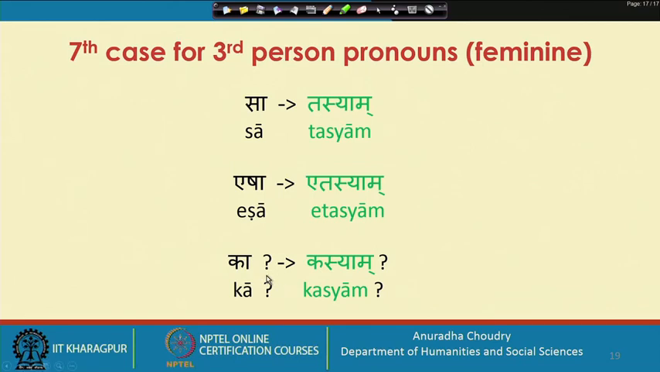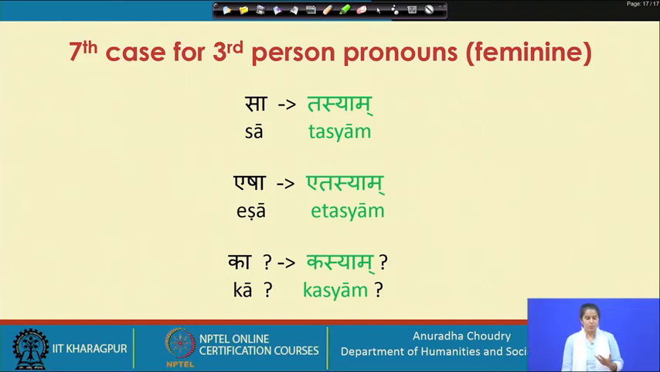So we have looked at the seventh case for third person for the masculine and the neuter words for the pronoun. So now let's look at what happens in the feminine case. So we have sa, which is far. Sa becomes tasyam. Esha, which is near, becomes etasyam. Uttamam. What will it become? Etasyam. And then the question, ka, will become kasyam.